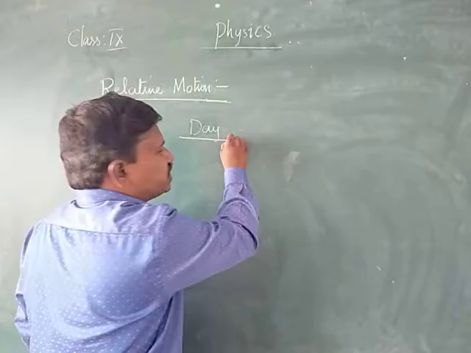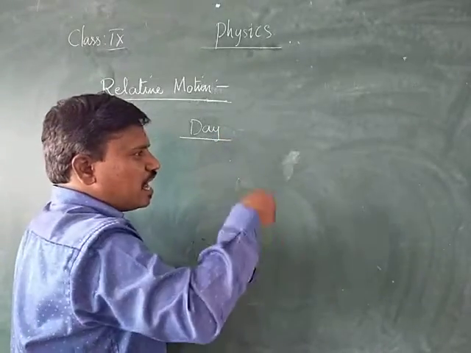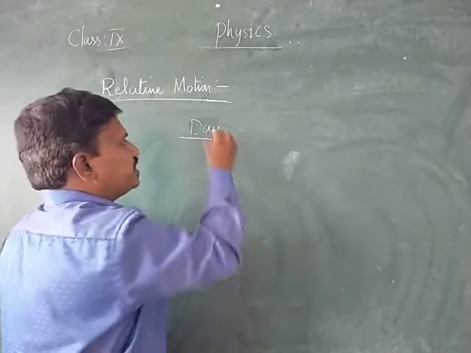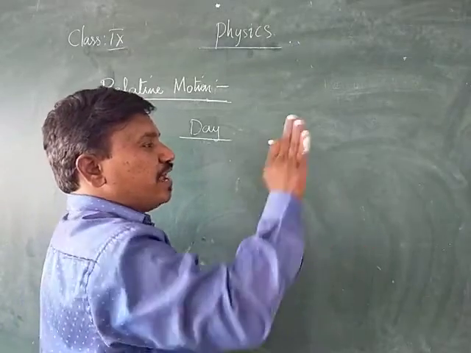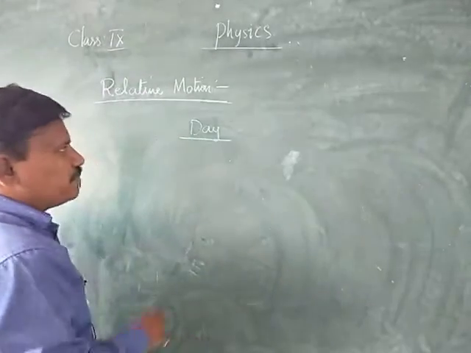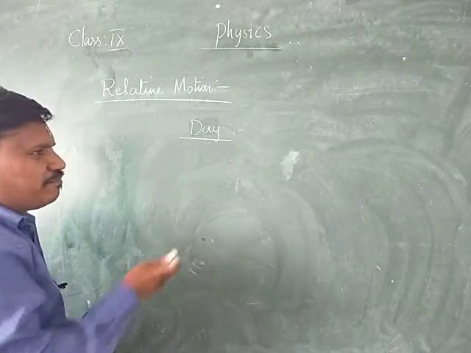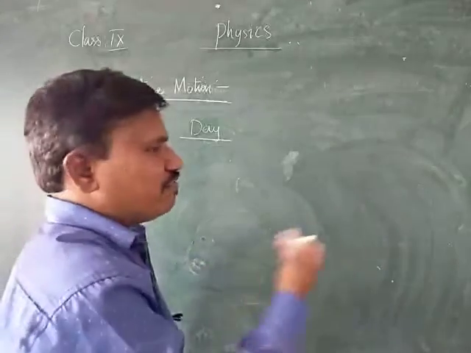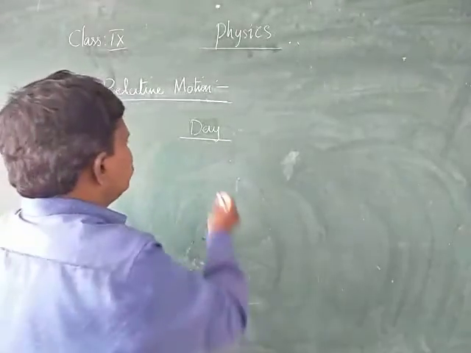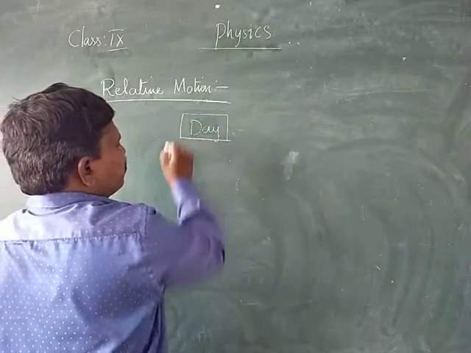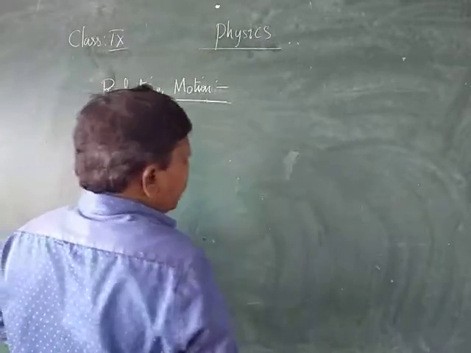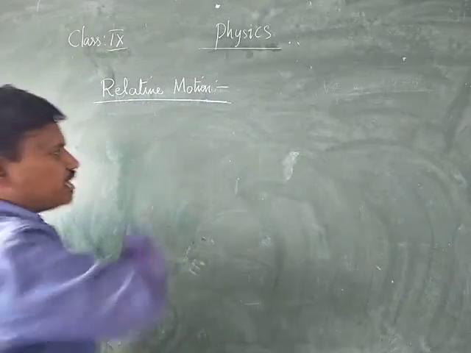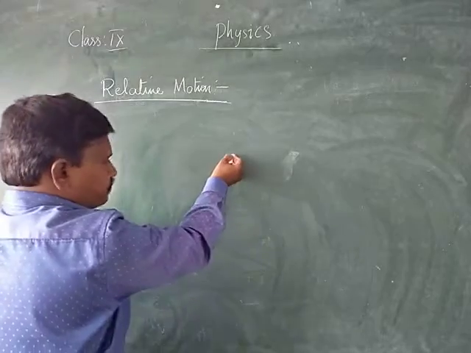Therefore, we cannot say whether it is day or night now with respect to the time. It depends on the place where it is. That means in America, it may be night time, and in another country it may be different, like that. That is about the position. Here also we cannot say whether it is day or night.